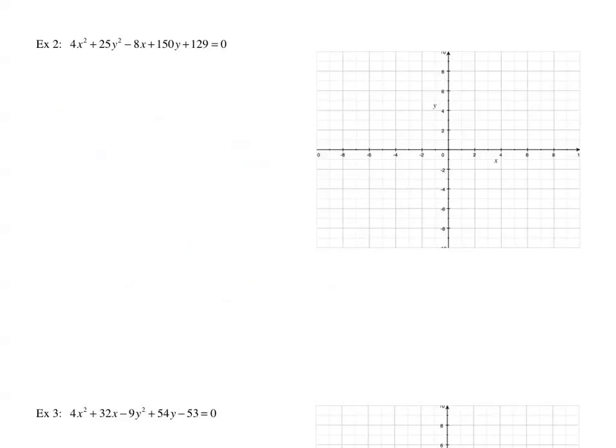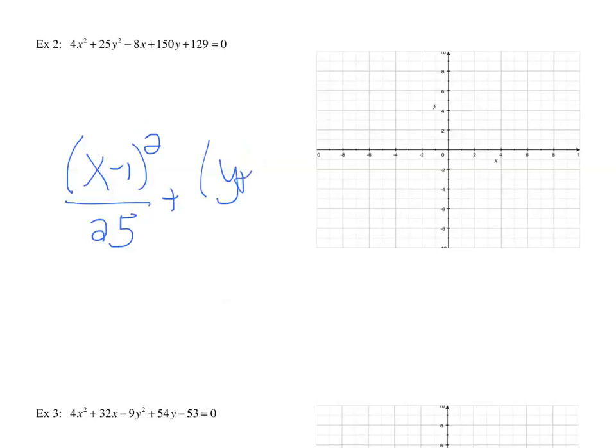So on this one, I'm going to let you go ahead and do this one on your own, fill in the blank, and then actually solve this problem. So, and then turn off the recording and work on that. This is an ellipse. I'm just going to give you the final answer for the ellipse. Your final equation should be x minus 1 squared over 25 plus y plus 3 squared over 4 equals 1. So go ahead and graph that.